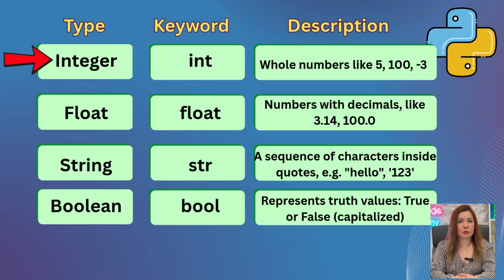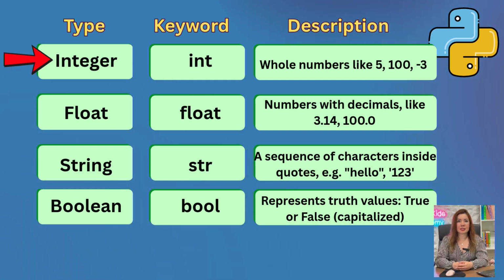If you want to work with whole numbers like 5, 100, or even negative ones like -3, you use a data type called int, which stands for integer. So anytime you're dealing with numbers that don't have any decimal points, Python treats them as integers.